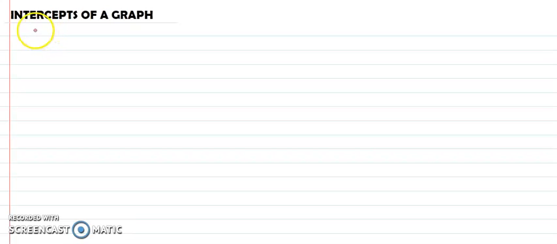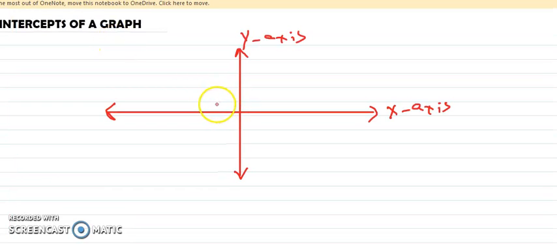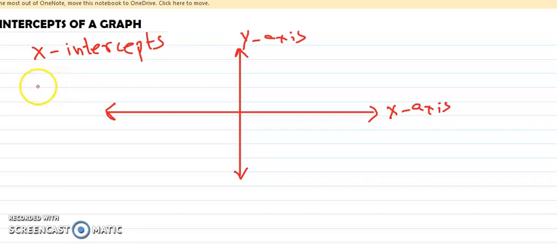I am Suffi, and in this video we are going to learn intercepts of a graph. As we discussed in our previous video, in a two-dimensional coordinate axis system there are two axes, x-axis and y-axis. So on that basis we can say there are two types of intercepts. The first type are x-intercepts, and the second type are y-intercepts.